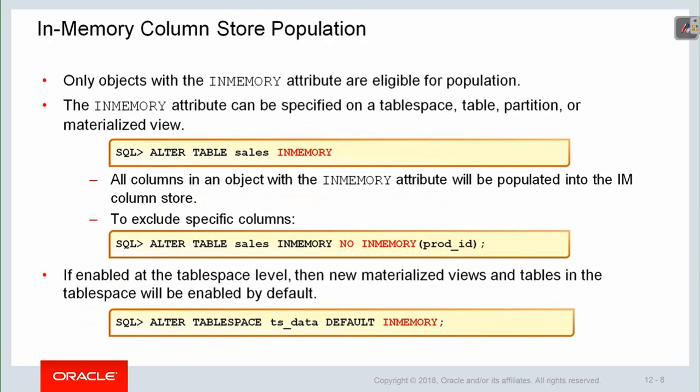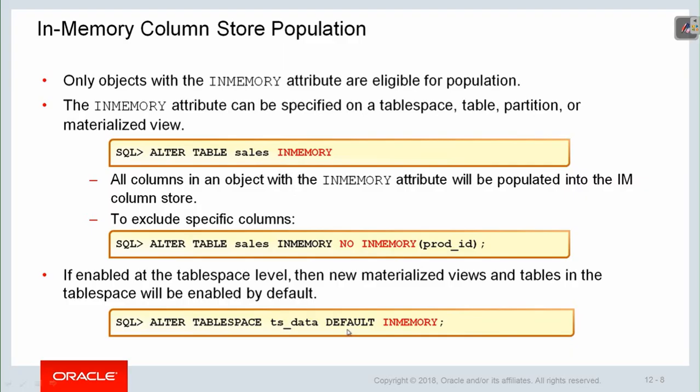And in-memory column store population. In order to take advantage of an in-memory column store that is configured in memory, you will have to alter the table to use it. For example, I want to take advantage of the in-memory column store especially for the sales table. And also, you can use a NO INMEMORY option. I will populate all columns in the columnar format except for product ID in this example.